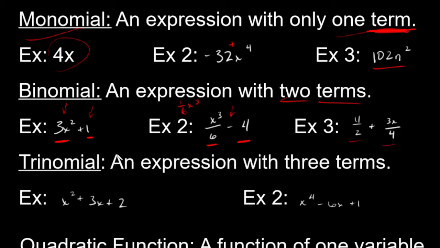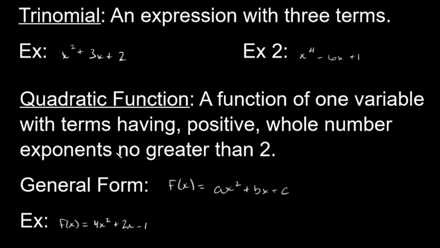And then this is what we're getting into today, trinomials. So an expression with three terms. So in this expression, you've got x squared, 3x, and 2. Here you've got x to the fourth, -6x, and 1. Right? Surely you guys get the idea, right? If you had 4 terms, you would have, maybe like plus x to the fifth, right? That would be an expression with 4 terms.